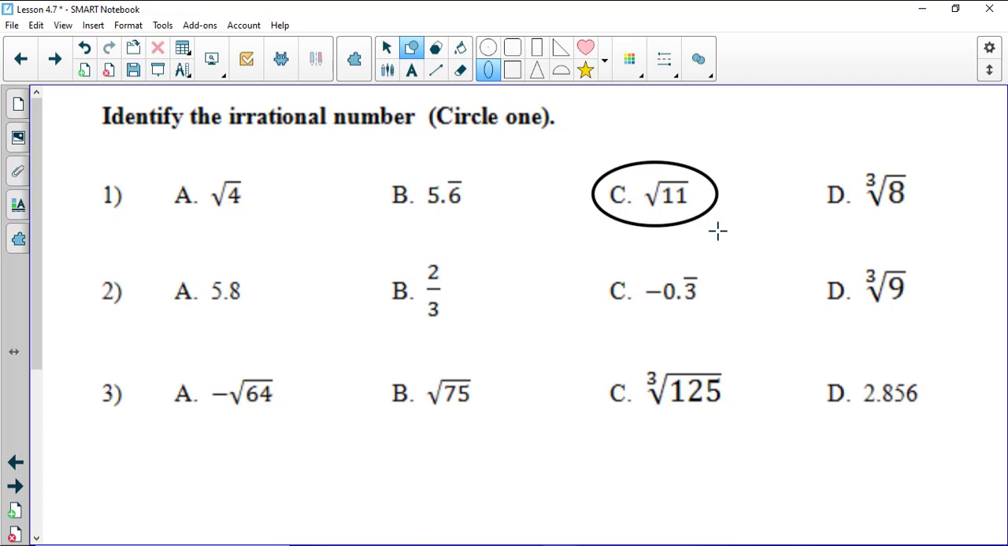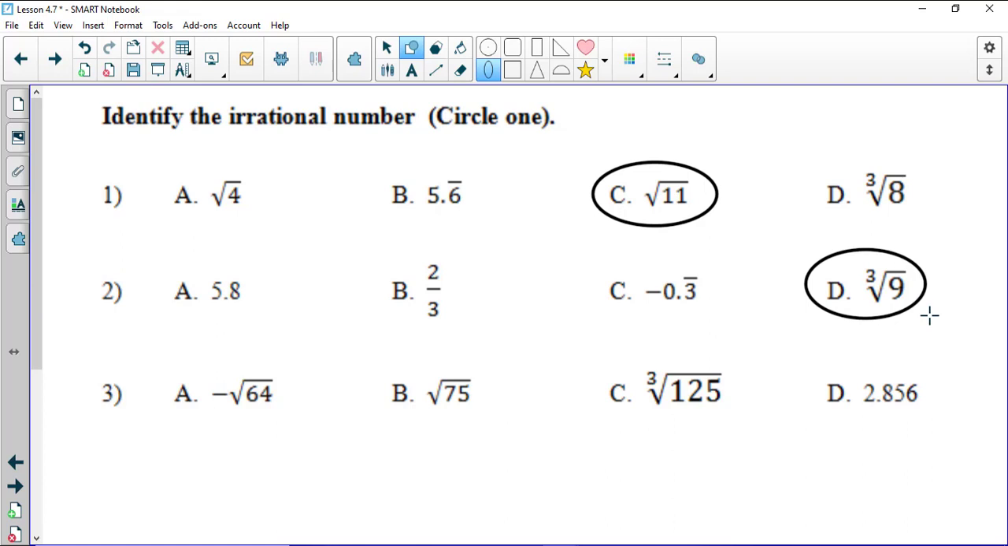In fact, let me plug that into my calculator and see what we get. We end up getting 2.080083823. Not really a pattern to that, at least not a repeating pattern. So that D, cube root of 9, is going to be my irrational number. All right, let's look at number 3.